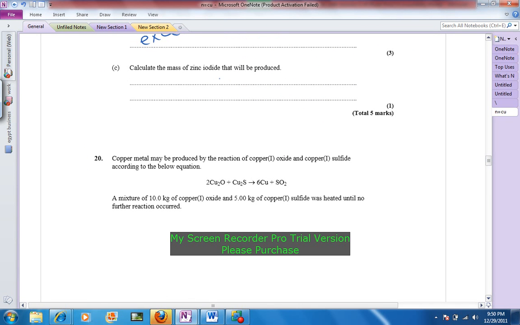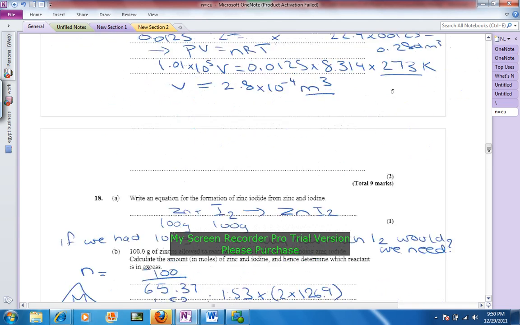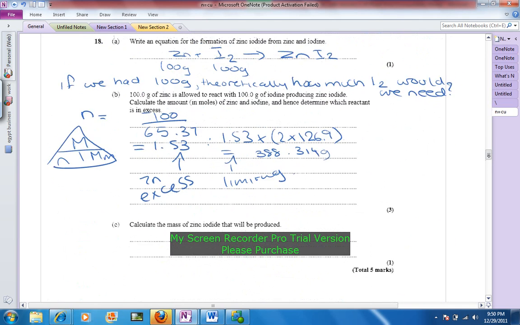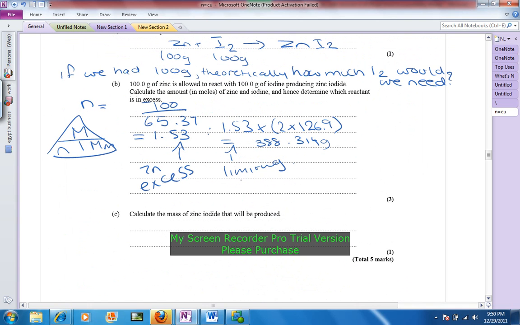Calculate the mass of zinc iodide that would be produced. This is a really good question because it covers a lot of things. You know which one is limiting? It's iodine. So you can only determine how much product will be produced from the limiting reactant. The excess one, you don't use the 100 grams of zinc to figure out how much zinc iodide will be produced. You always use the limiting one, because that's the one that's going to end, and that determines when the reaction ends and how much product is made.